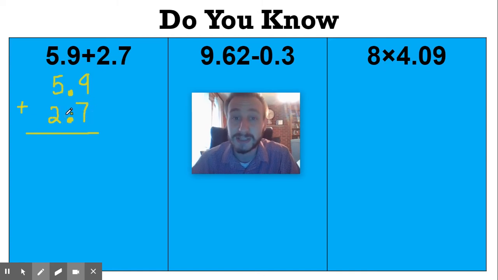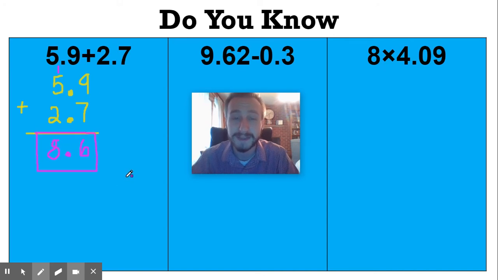Now I can add just like normal. So let's change to a different color. What's 9 plus 7? 16. So I write a 6 and a 1. Carry it over here. What's 1 plus 5? 6. What's 6 plus 2? 8. So I have 8 and a 6. Bring down your decimal. That means your final answer is 8.6.